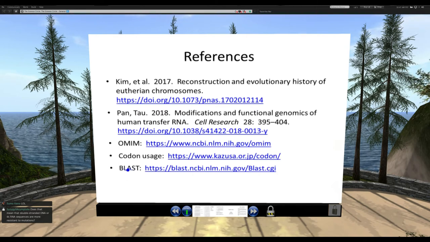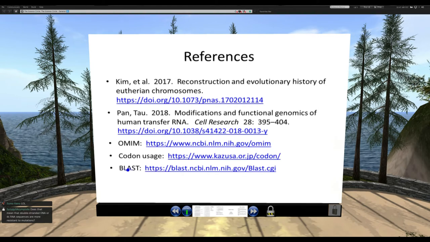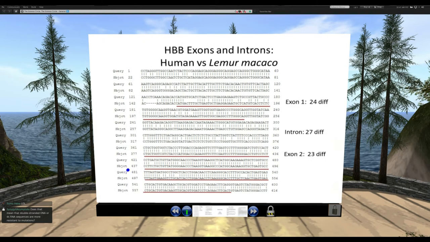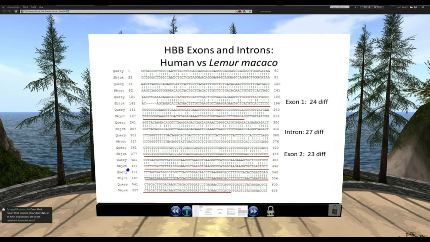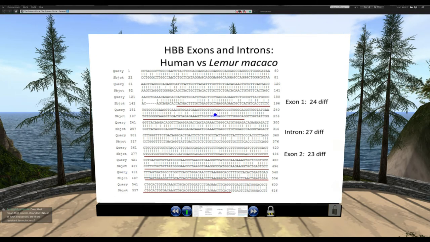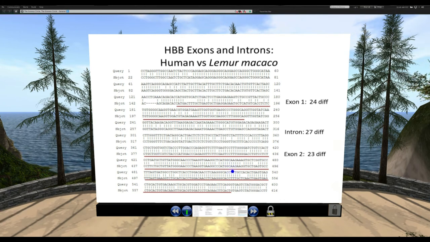Well, if there are no other questions for now, I actually have a few more slides that I didn't include in the regular talk, and it has to do with exons and introns. I mentioned to you that the coding sequence includes only the exons, so only this red underlined part here gets into the messenger RNA and gets translated into the protein.